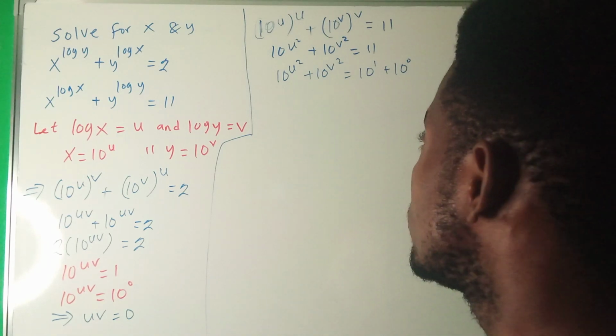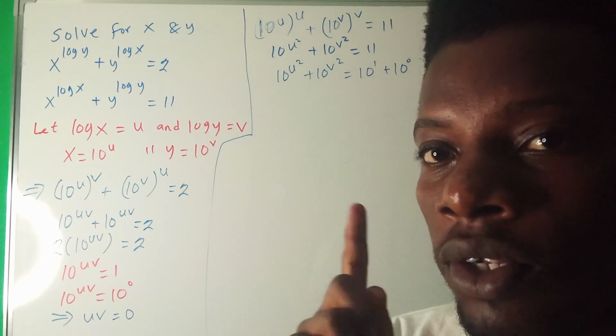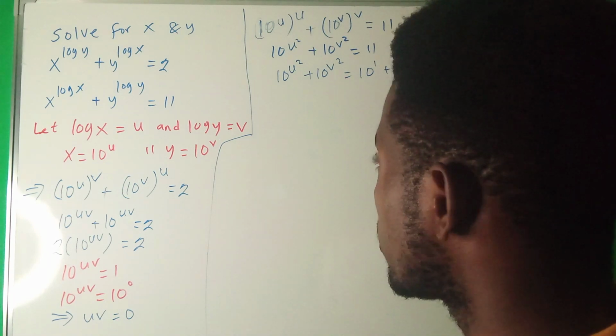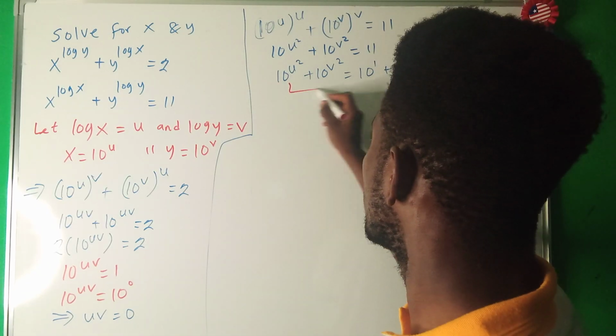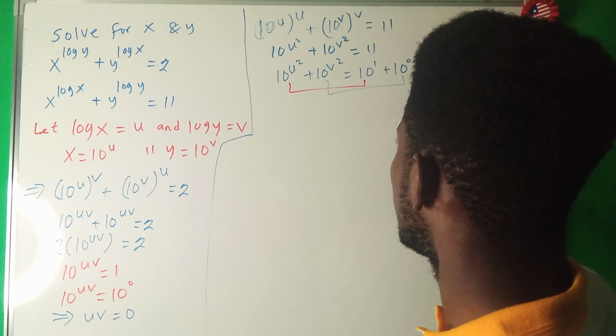Why did I write it like that? Because 10 raised to the power of 1 is 10 and 10 raised to the power of 0 is 1. So 10 plus 1 is going to give us 11. That's how we do it. And then I'm going to equate this 10 raised to the power of u squared and this. And I'm also going to equate this 10 raised to the power of v squared and that of this.